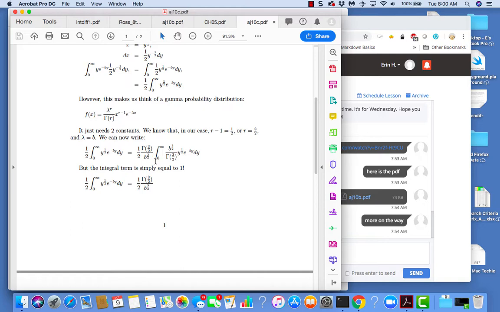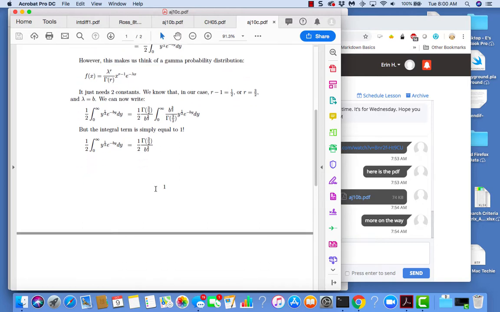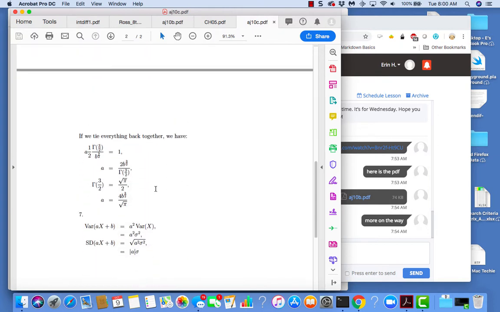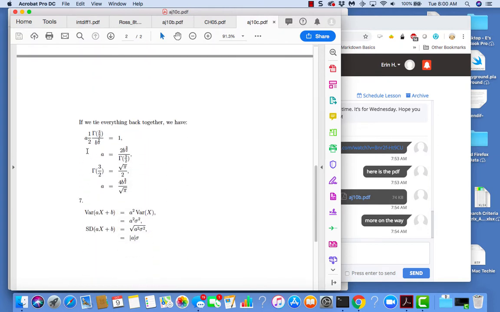Okay? But to determine the integral, remember this is a gamma probability distribution. If I integrate across that, that's just equal to 1. So my left-hand side is equal to 1/2 times gamma of 3/2 over b to the 3 halves. Okay, so that was my integral. Now I'm going to go back here. I have a times all that stuff is equal to 1. And I'm going to solve for a.